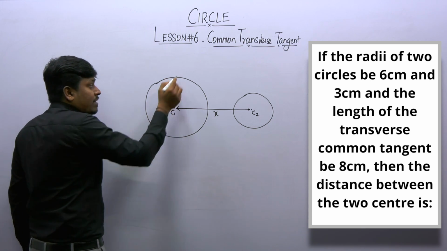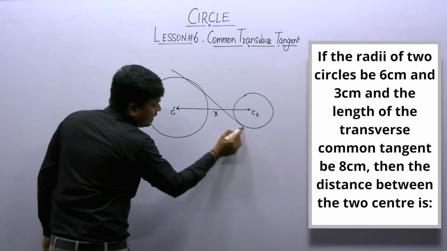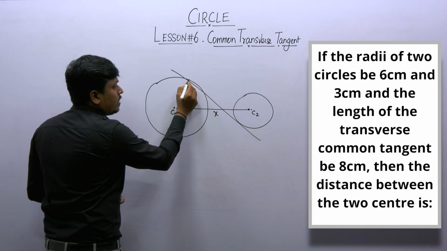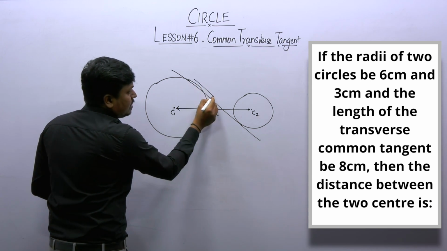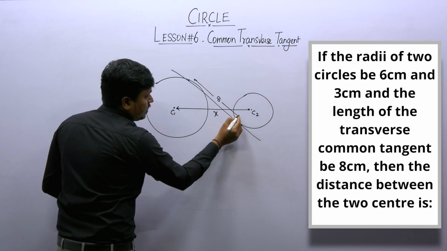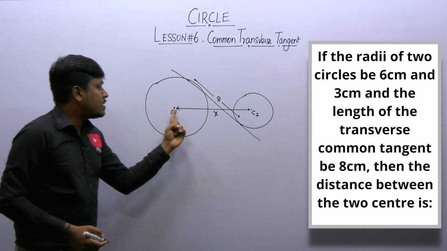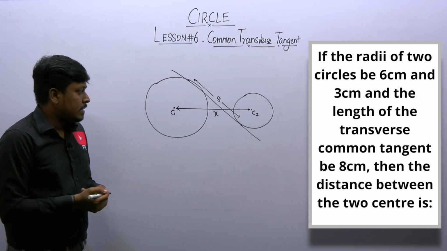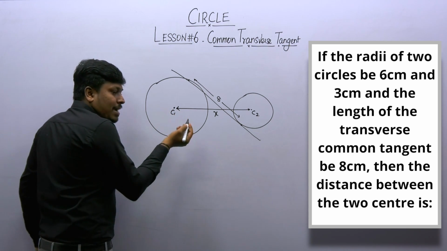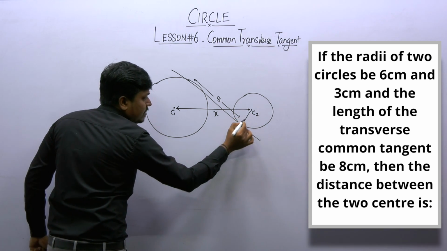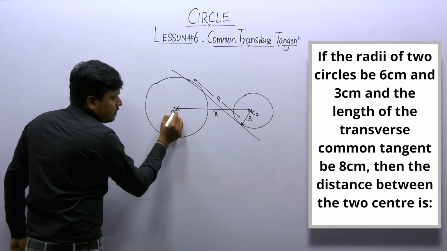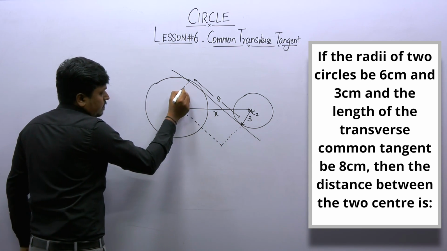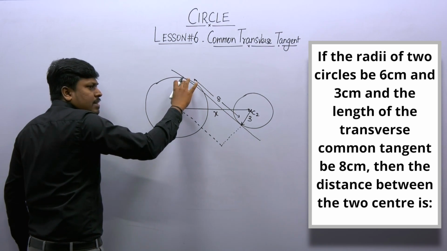What they have given is the length of the common transverse tangent. So this value is given, it is 8 centimeter. So from this point, the distance they have given is 8 centimeter, right? Now our target is to find the length of the line connecting both the center points. So similarly, we can frame a right angle triangle here. We know that the radius of this circle is 3 centimeter. So if we draw a line like this connecting C2, finally we can say that this line distance is the radius of the first circle.